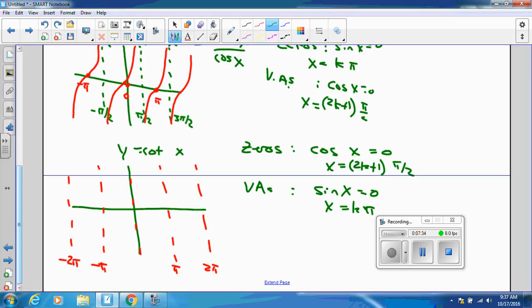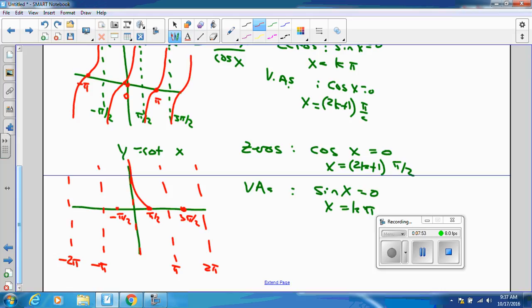negative pi, and negative 2 pi. And I'm going to have zeros at x equals pi over 2, 3 pi over 2, negative pi over 2, etc. And now I use the quadrant information.